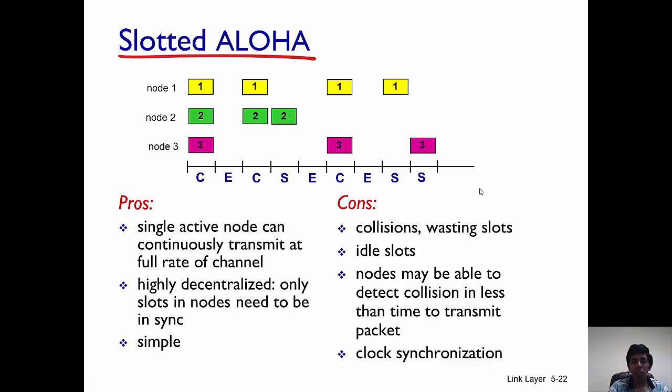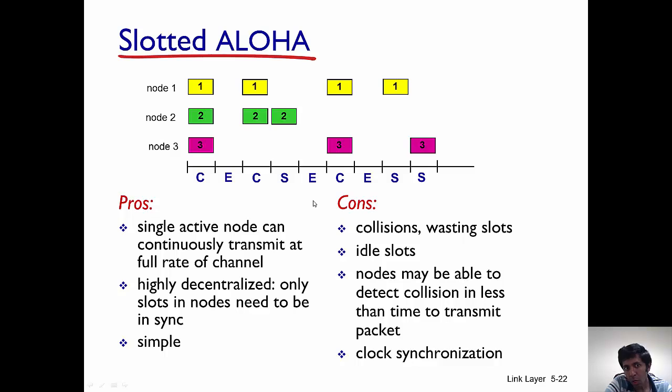So one of the biggest advantages of this is that if there is only a single node which has some data to transmit, then it could utilize the channel fully. It could just keep transmitting, there are going to be no collisions, and you could use the channel fully. The other thing is it's very simple and it's purely decentralized. There is no central authority telling nodes when or how they have to transmit. The only thing is that there is a synchronization issue, that all nodes need to know the beginning of the time slots, because transmission begins at the beginning of a time slot.